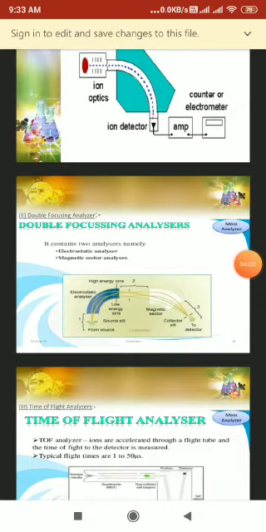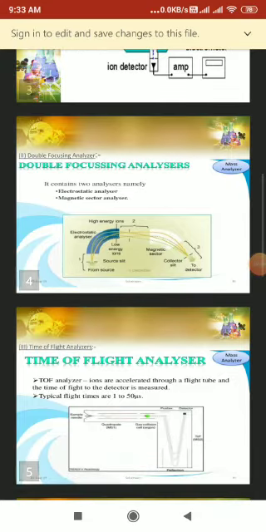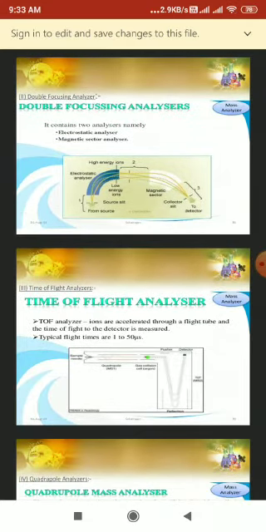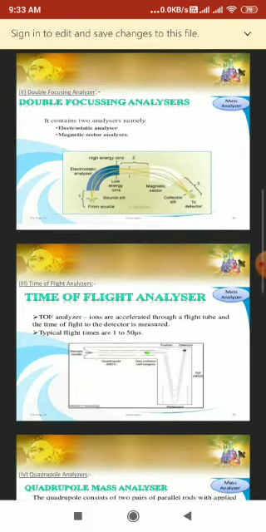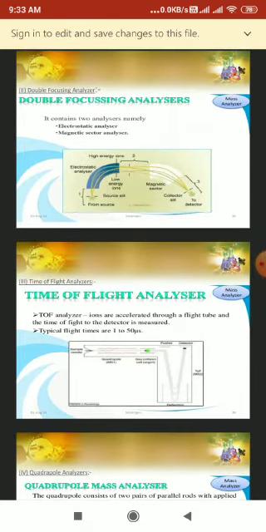Now we have the time of flight analyzer, which is the third type of mass analyzer. In this type of analyzer, the sorting of the ions is done in the absence of a magnetic field. It operates on the principle that if the ions produced are supplied with equal energy and allowed to travel a predetermined distance, then they will acquire different velocities depending on their masses.